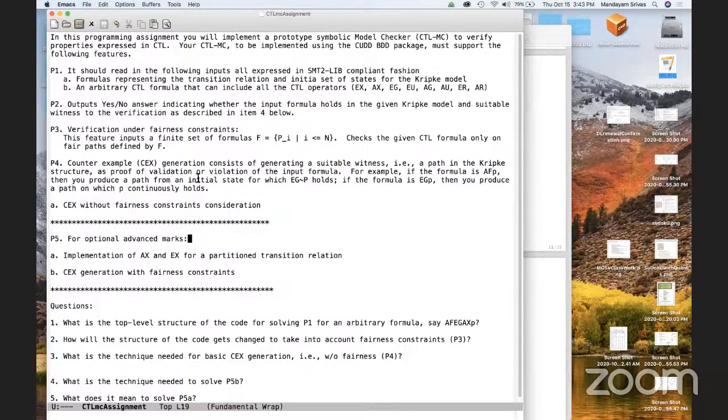Which book is this? The Edmund Clark one. Excuse me, which book? Which chapter 8? That is from which book? Whenever I say the book, I mean the Clark reference textbook. Okay, Clark, et al. Okay, the book on model checking.